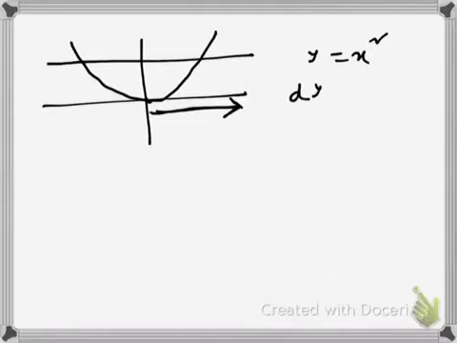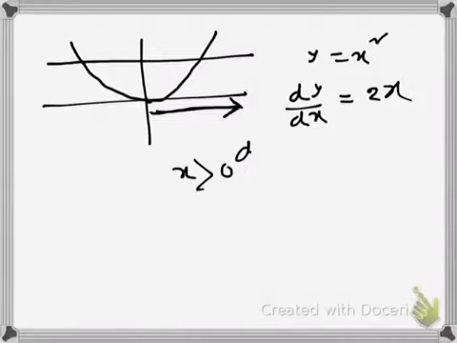So if we do dy over dx, we see that's 2x. So for x greater than 0, dy over dx is greater than 0. So that is monotonically increasing, and in this domain the function does have an inverse function.